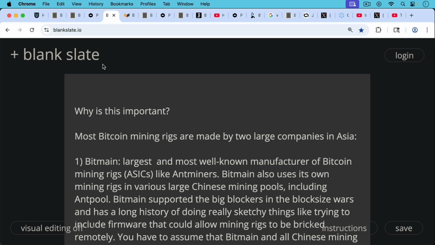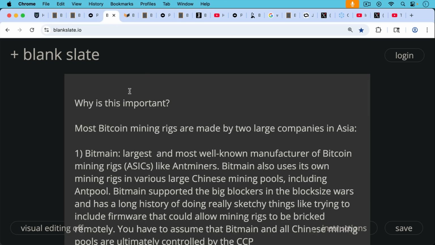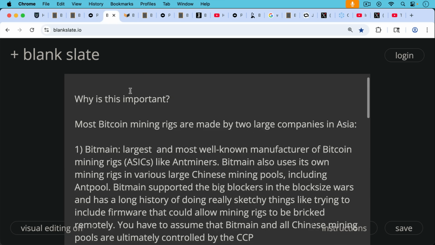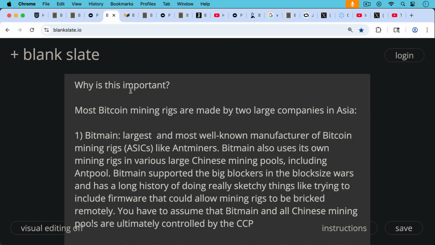Now, why is this important? It's important because most Bitcoin mining rigs are currently made by two large companies in Asia. We have Bitmain, which is the largest and most well-known manufacturer of Bitcoin mining rigs, or ASICs, like Antminers, for example. Bitmain also uses its own mining rigs in various large Chinese mining pools, including Antpool.